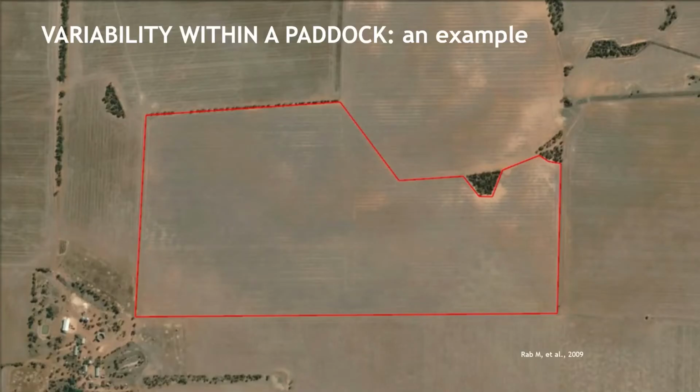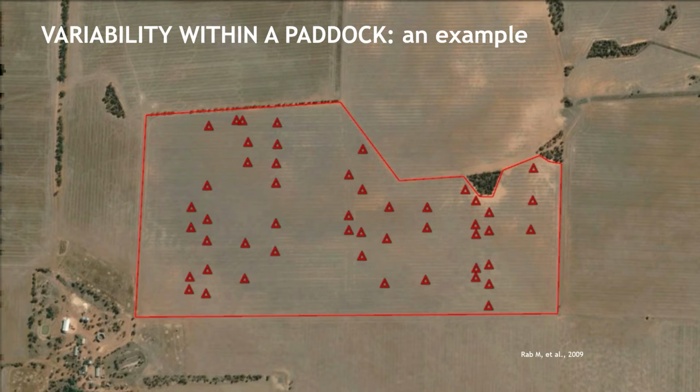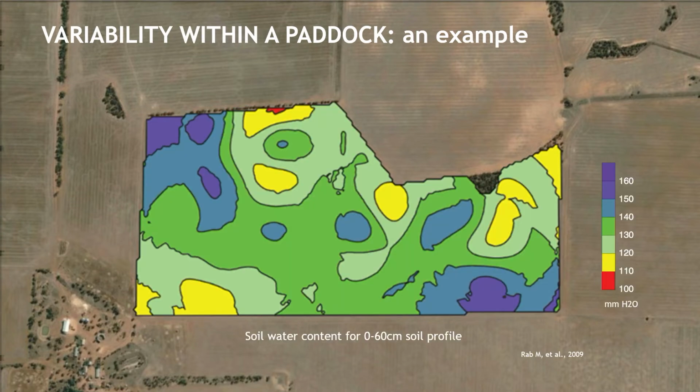To illustrate this variability, I've chosen a 90-hectare dryland paddock near Birchip in Victoria. This was part of research published by RAB in 2009. Several days prior to sowing, field samples were taken at 50 sampling locations across the paddock. Soil water content was measured at 4 different depths to describe the top 60 centimetre soil profile. The results were then mapped to show the spatial distribution of water content.